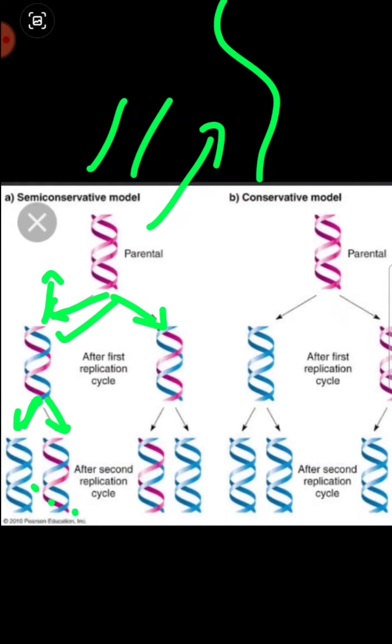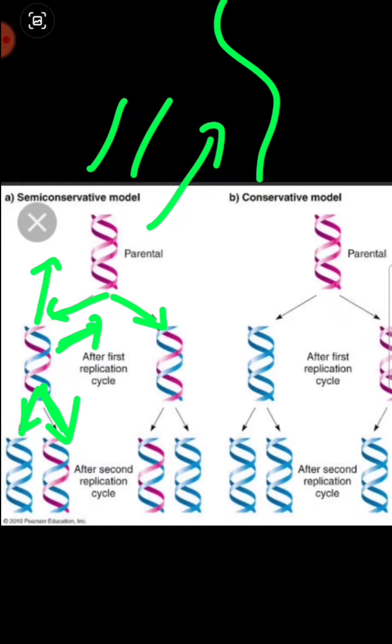Again it will synthesize its own strand. So here you can see, in the next generation as well, it has a pink and a blue strand. The pink strand is from the parental strand and the blue strand is the newly synthesized strand. So when this also produces copies, it will also undergo unwinding. One pink strand will go here and one blue strand will go here.